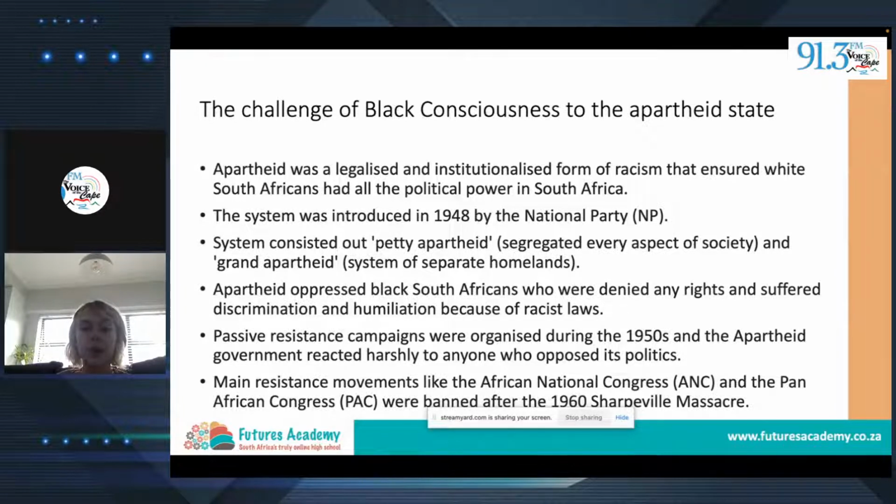Passive resistance campaigns were organized during the 1950s, and the apartheid government reacted harshly to anyone who opposed its politics. Okay, so you'll remember from the civil resistance section on America for Paper 1 that passive resistance is where there is no violence, and active resistance is where violence is used. Main resistance movements like the African National Congress, the ANC, and the PAC, the Pan-Africanist Congress, were banned after the 1960 Sharpeville massacre.